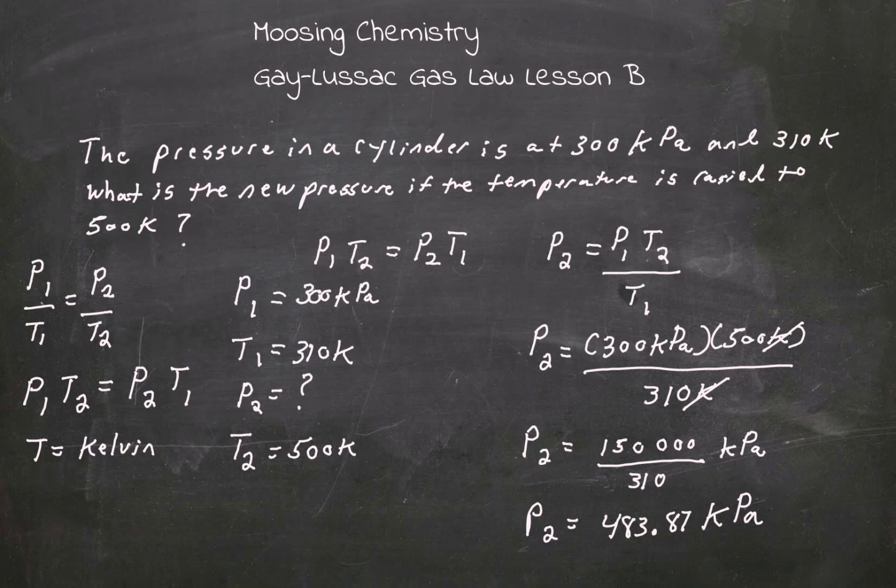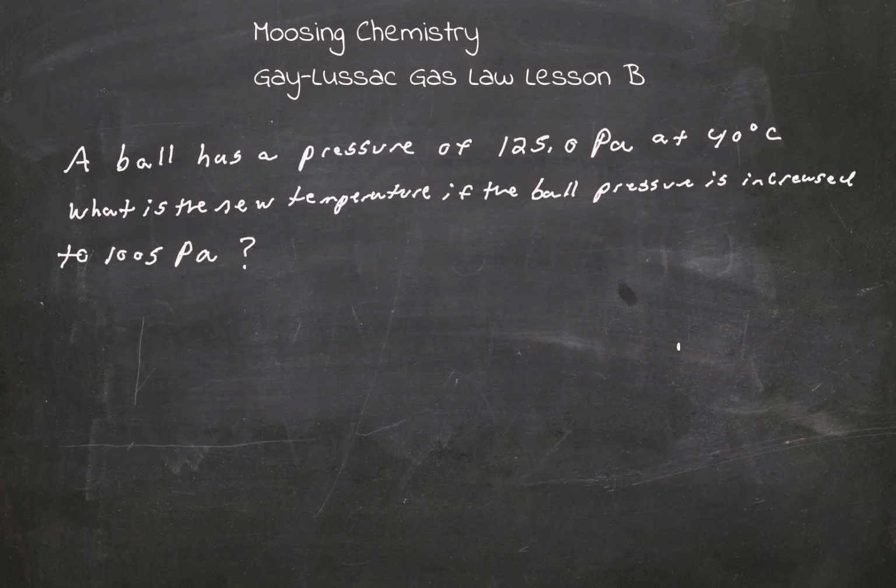All right, let's look at another problem. Let's go ahead and erase these drawings. Okay, here's our new problem. A ball has a pressure of 125 pascals. Oh, we're using pascals this time. At 40 degrees Celsius. What is the new temperature if the ball pressure is increased to 1,005 pascals?